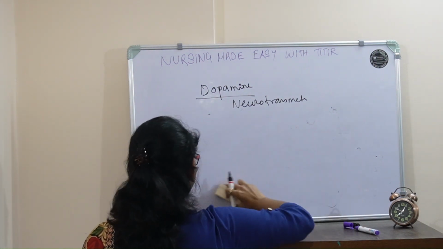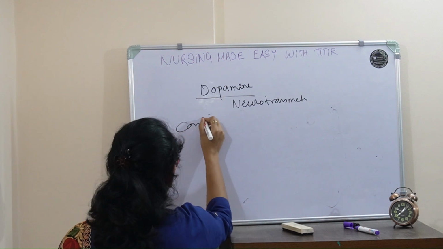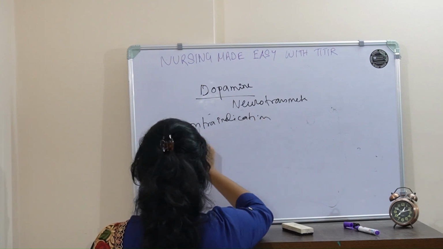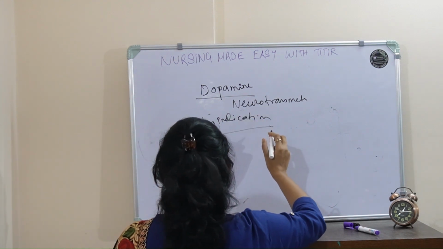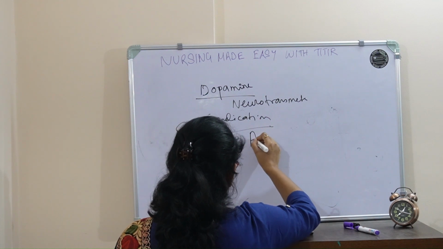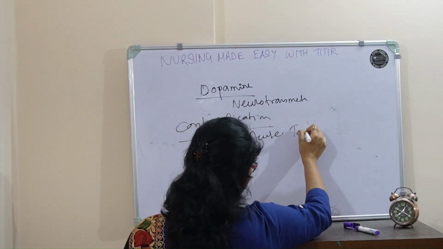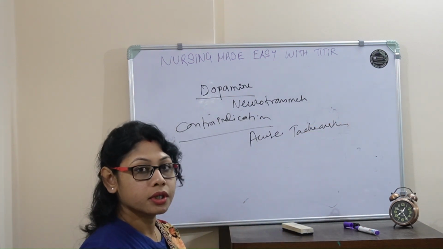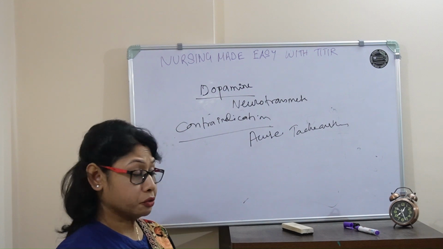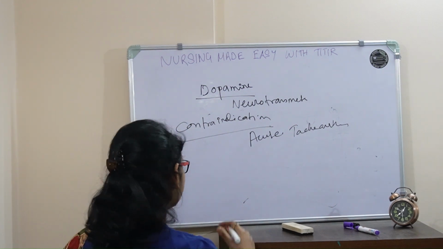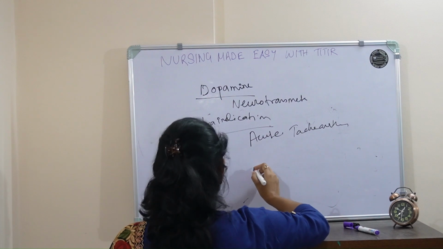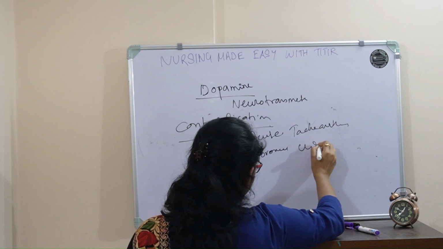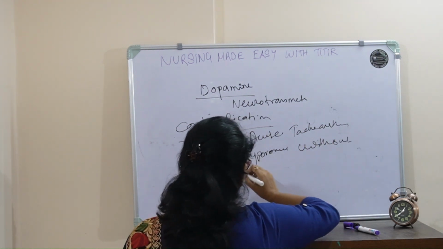What are the contraindications? If there is any acute tachyarrhythmia, please avoid dopamine because it will increase the myocardial contractility and the heart rate, so it is better to avoid it in those cases. And also if there is any hypovolemia without volume correction.